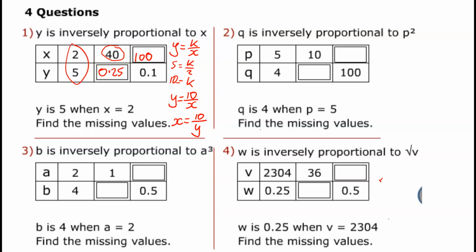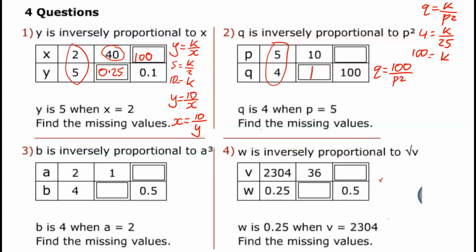We're going to do exactly the same method with the next one, except now we've got q is inversely proportional to p squared. We're going to put our numbers in. So we've got 4 is equal to k over 25 because it's 5 squared. So actually k is equal to 100. So we've got q is equal to 100 over p squared. So that's the formula we're going to be working with. So actually if p is 10, 100 divided by 10 squared is 1.